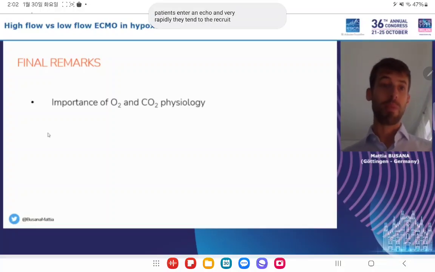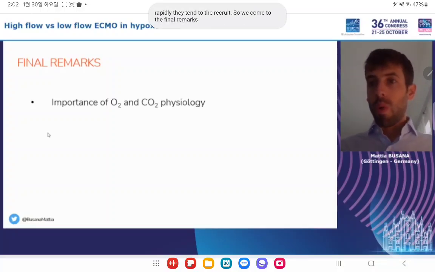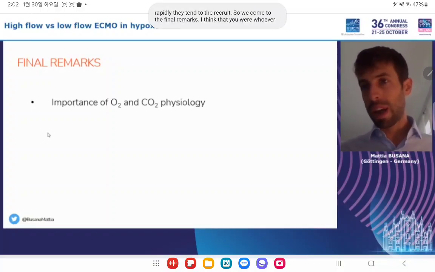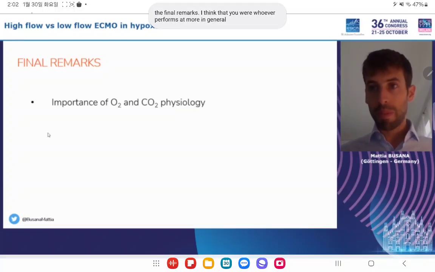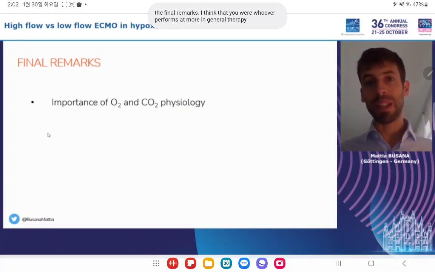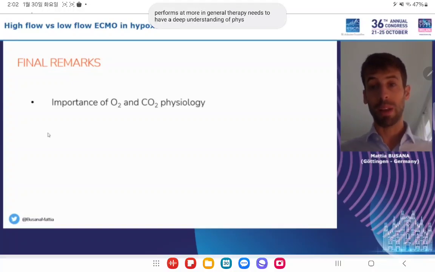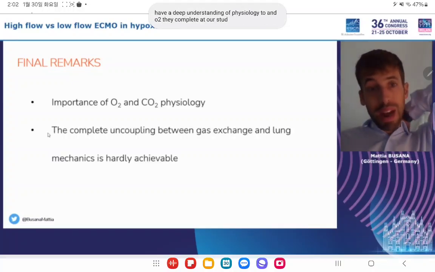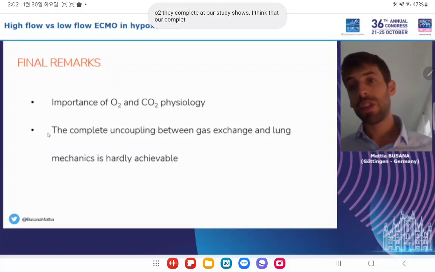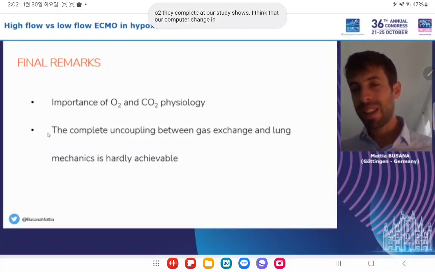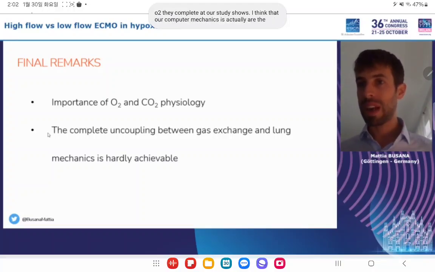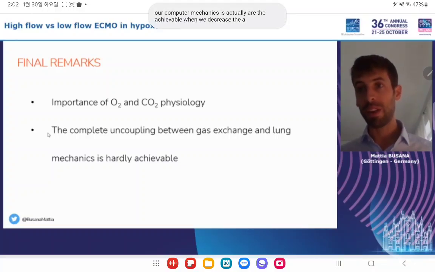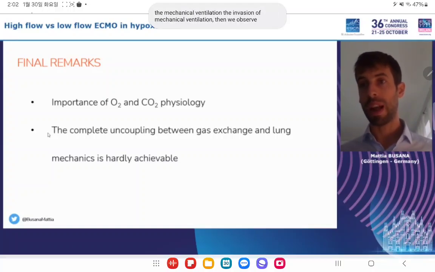So we come to the final remarks. I think that whoever performs ECMO or other extracorporeal therapy needs to have a deep understanding of the physiology of CO2 and O2. Our study shows, I think, that the complete uncoupling between gas exchange and lung mechanics is hardly achievable when we decrease aggressively the invasiveness of mechanical ventilation. Then we observe a worsening of the lung mechanics.